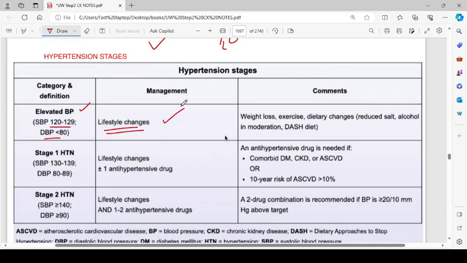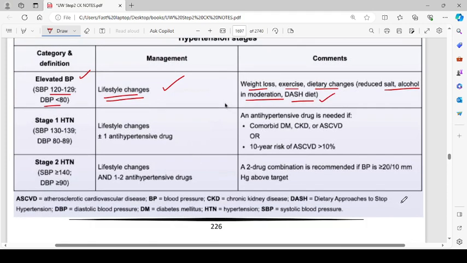For these, we have to do the lifestyle modification and weight loss, exercise, dietary changes, reduced salt, alcohol in moderation, and DASH diet. The DASH diet is dietary approaches to stop hypertension. It is a particular diet which must be followed. In stage 1 hypertension, it is systolic blood pressure from 130 to 139 and diastolic blood pressure of 80 to 89. Lifestyle changes with or without one antihypertensive drug.